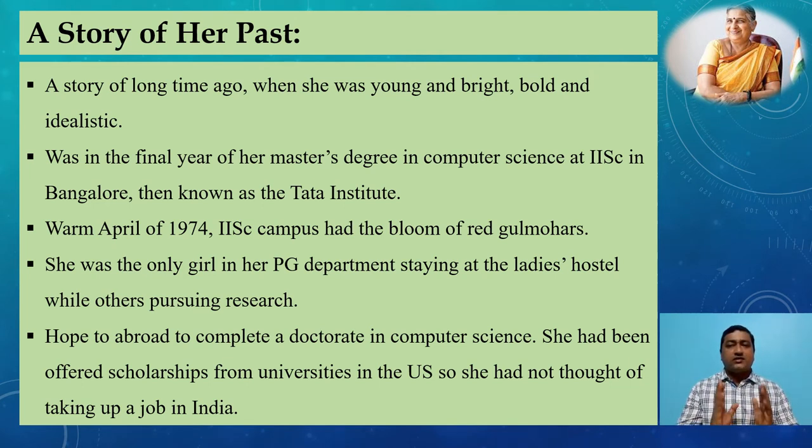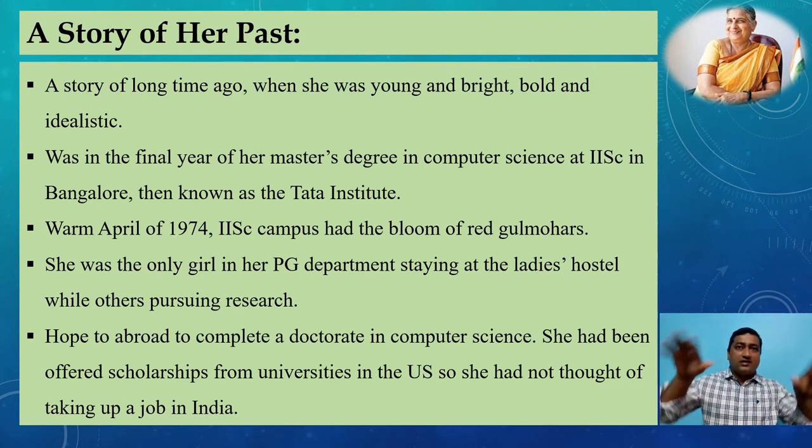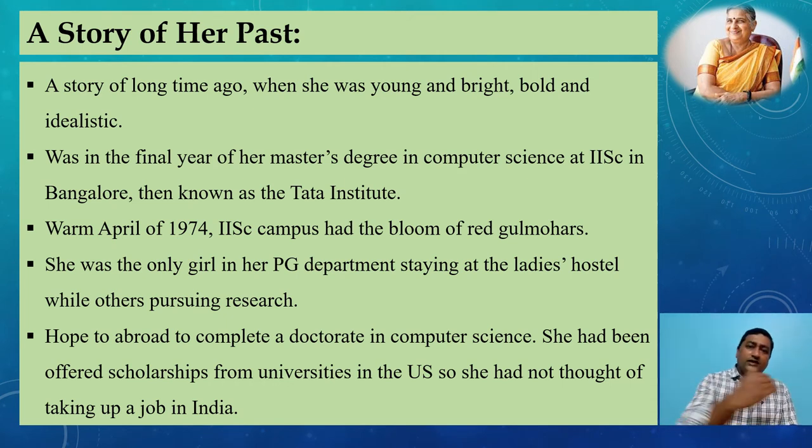Naturally, April means it's warm. And the IISc campus had the bloom of red gulmohars. Another interesting thing is April is a season of spring, right? You see flowers bloom everywhere, on trees and plants. So there was a bloom of red gulmohars. On the edges of big roads, on the tips of the branches of trees, flowers bloom in yellow or red. Those are the gulmohar trees, and there too we saw many flowers blooming.